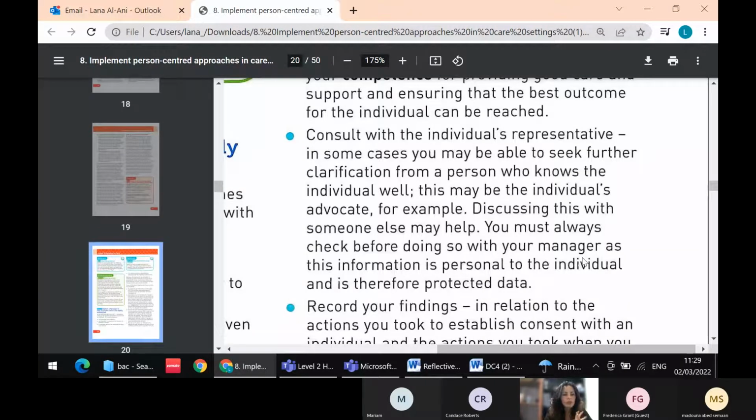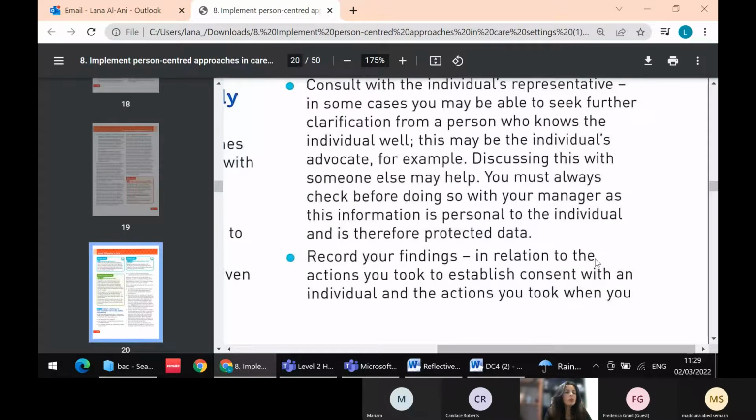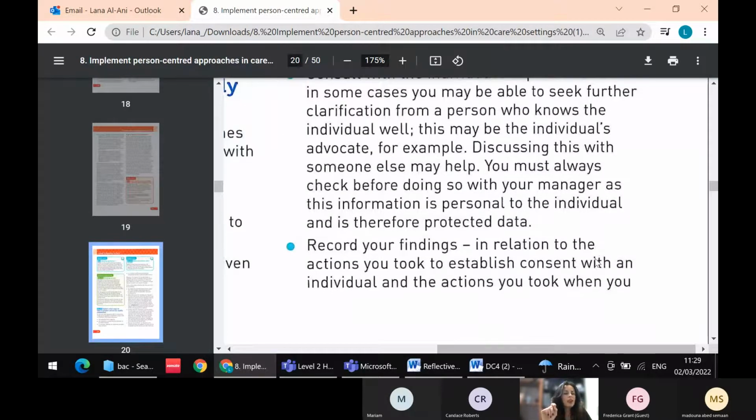What would you do? You report it to your manager. Also, you can get some clarification from the people who know this person closely, maybe his family, maybe his advocate. Get some more information as to why this person is not giving you consent for certain things. And also record this information and your findings.